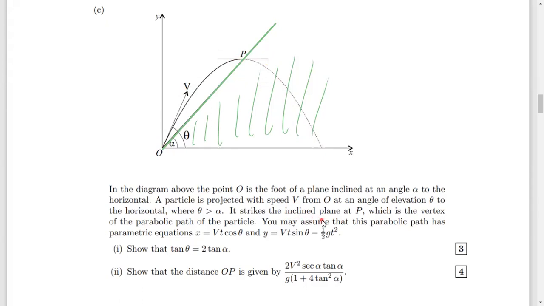You may assume, as usual, that the parabolic path has these parametric equations. So just as always, read the question. They'll make it very clear what you can and can't assume for these questions. Sometimes they'll want you to prove it for part one. Here, they don't, so that's great. So you want to show that tan theta equals 2 tan alpha, and now show that the distance OP, which is the distance up the hill or the incline, is this expression here.